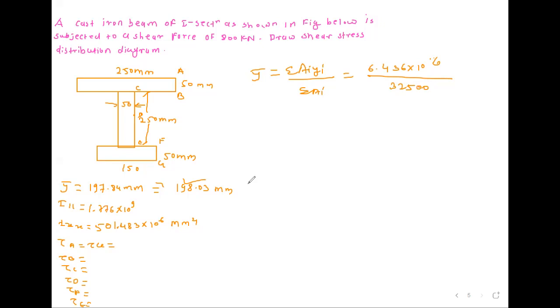After that, calculate tau b and tau c. Madam, the value of Ixx, 503 into 10 raised to 6. How much did you take, did you take 198.03? What did you get, 500? 503 into 10 raised to 6. Okay, what is your I11, 1.776 into 10 raised to 9, are you getting it?